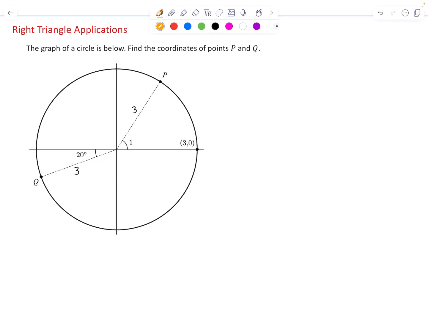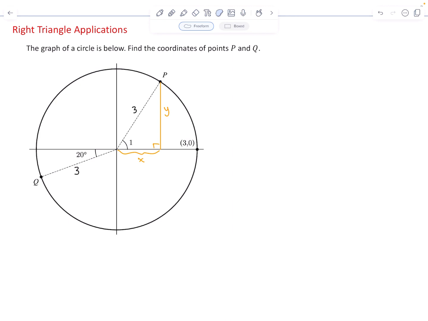Now, if I make a right triangle by dropping a vertical from P down to the x-axis, then the coordinates of the point P will be the lengths of the 2 legs of this triangle, x and y. Also notice the angle is given without a degree symbol. That means you should interpret it as radians.